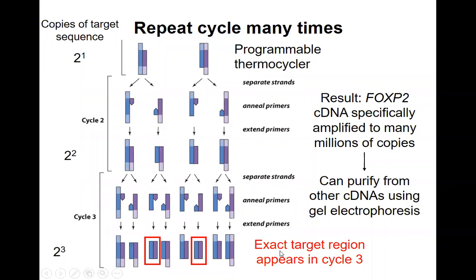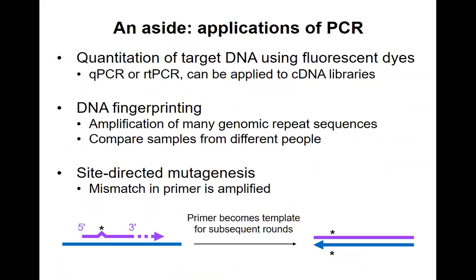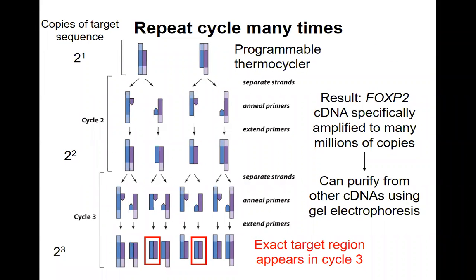Okay, and then what we do is we put this on a gel, we look for the band of the right size, and then we cut it out. And then we have a little piece of gel with the exact DNA that we want to have. Okay, so now you've successfully isolated the DNA of the FOXP2 gene.